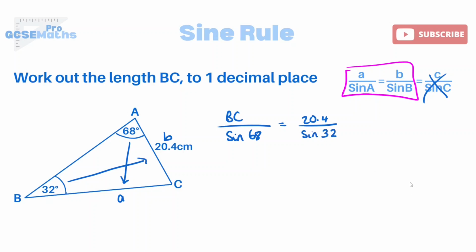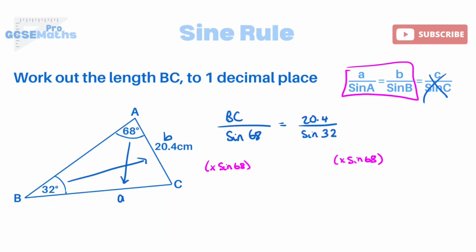Now, we do have one step to do with sine rule, with rearranging, because at this point I can't really type this into my calculator, right? I need to have BC, or whatever I'm trying to work out, as the subject. So can you see how I will have to move sine 68 to the other side of the equation? Now that's just normal rearranging equations. As you can see, it's currently divided by sine 68. So if I want to move it across, I'm going to have to times by sine 68.